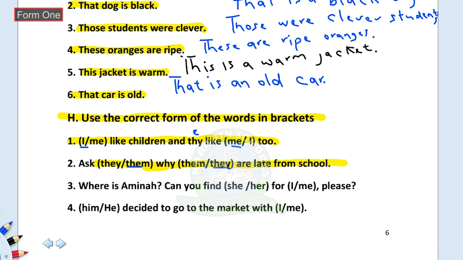Three, where is Amina? Can you find she, her for I, me, please? Now in this sentence, you have to choose between she and her, I and me. So, where is Amina? Can you find her for me?